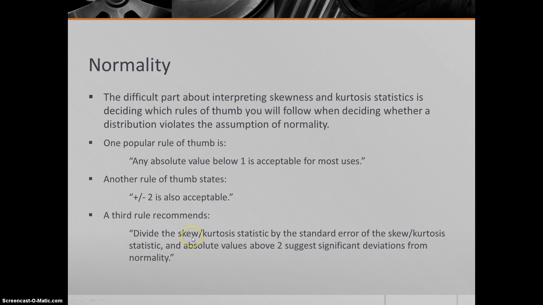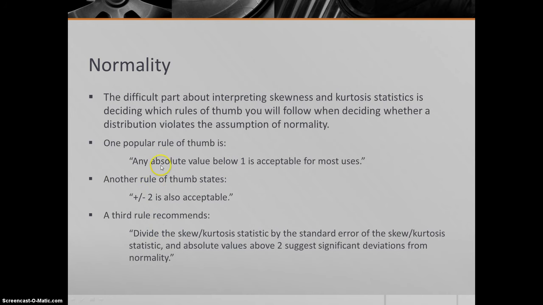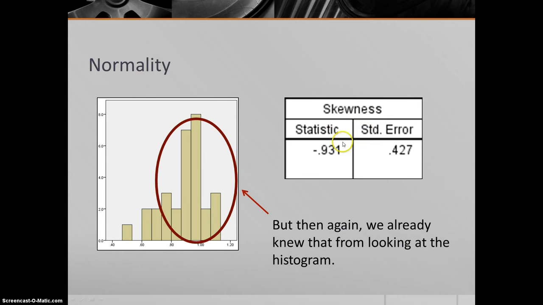And then another rule of thumb says divide the skew or the kurtosis statistic by the standard error. And then if it has an absolute value above 2, then that's a significant deviation. So that means you take this value, divide by the standard error, and see if that absolute value is greater than 2. Well, you can see here it actually is about twice that. So if you double this, it'd be about 0.85. So by that standard, this would be a significant skew. So you can see, based on which rule of thumb you use, that'll affect whether or not you say it's skewed or not, whether or not it's normal.